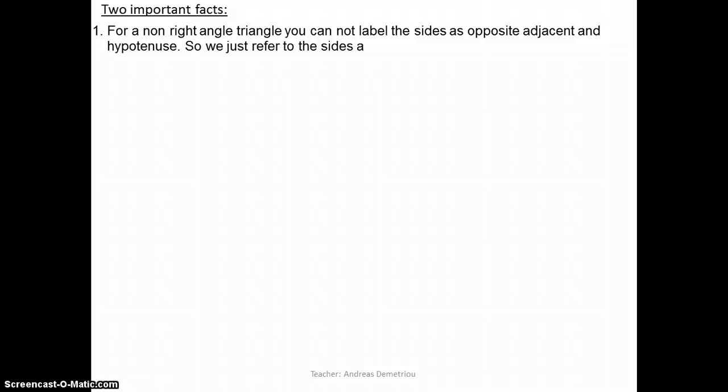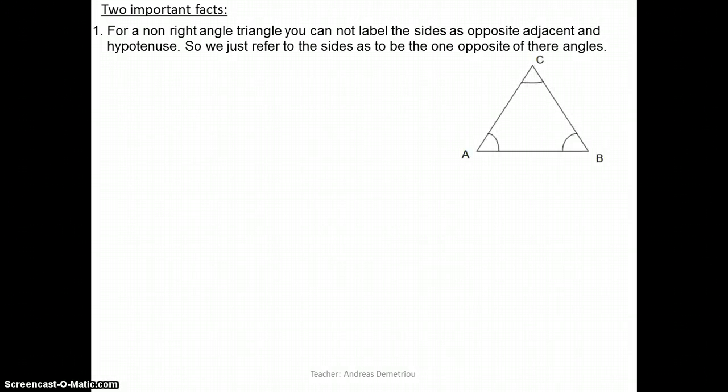Two important facts before we proceed: for a non-right-angled triangle, you cannot label the sides as opposite, adjacent, and hypotenuse, so we just refer to each side as the one opposite its angle. For example, the side opposite angle A we call a, the side opposite angle B will be b, and the side opposite angle C, c.